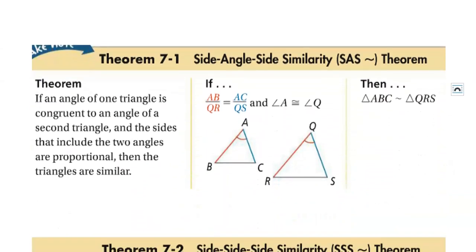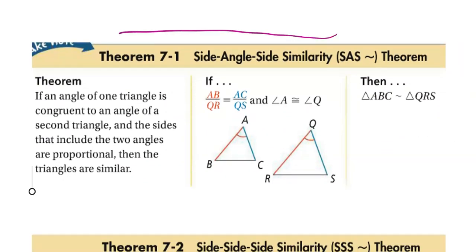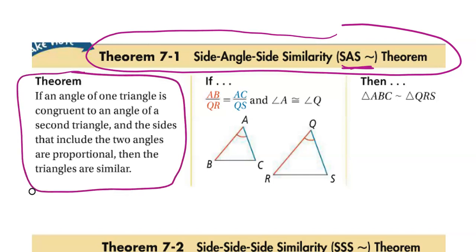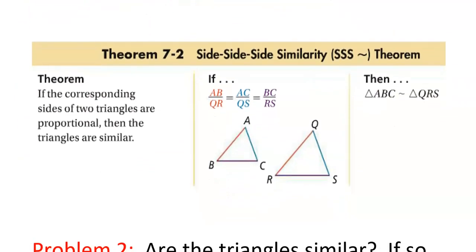Okay, so here's theorem 7.1. Use the symbol again. SAS similarity. This one says, and just use the words, if an angle of one triangle is congruent to an angle of a second triangle and the sides that include the two angles are proportional, then the triangles are similar. This one, there's a little bit more to it than just finding two angles that are the same. So this one is much harder. I'm going to give you a minute to do that one. If you finish that one, go ahead and do the next one as well.